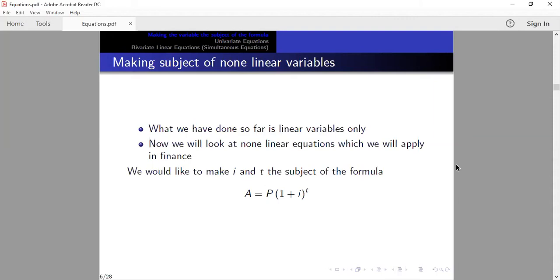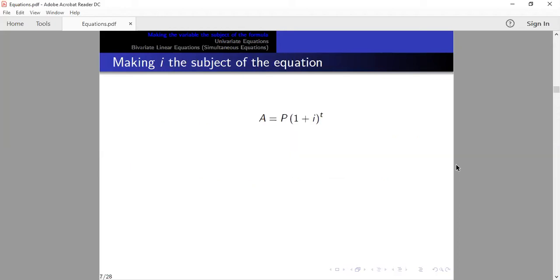Now, let's extend it further. We've got these nonlinear variables, which, of course, we will be working with a lot when you're doing financial mathematics. But for now, we're just going to learn how to make nonlinear variables the subjects of the formula. So we have A is equal to P into 1 plus I, all to the power T. Bracket to the power T. And the objective is to make I first the subject.